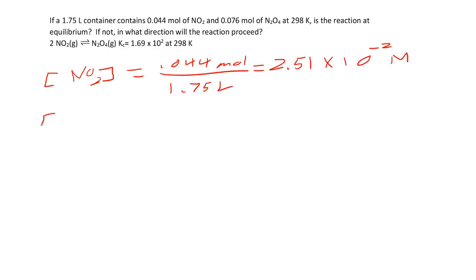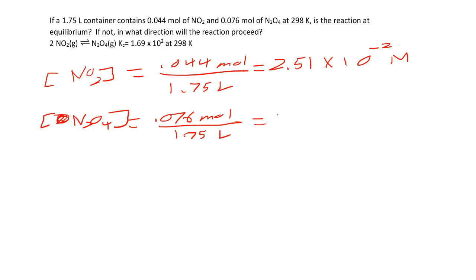We're then also going to have our concentration of N2O4. That's N2O4, not 2N4O. It's going to be equal to 0.076 moles. And again, we still have a 1.75 liter container. And when we do that, we're going to get 4.34 times 10 to the minus 2 molar. Now, we need to find what Q is.